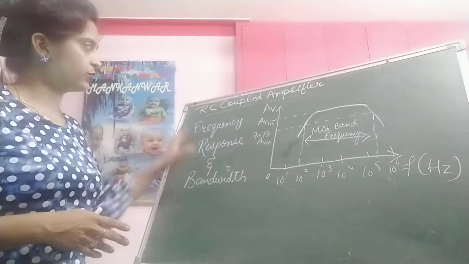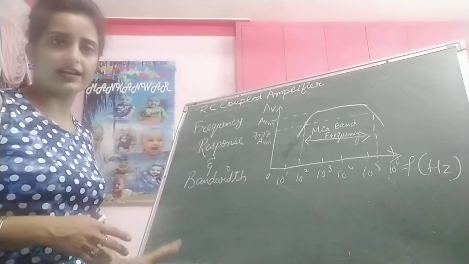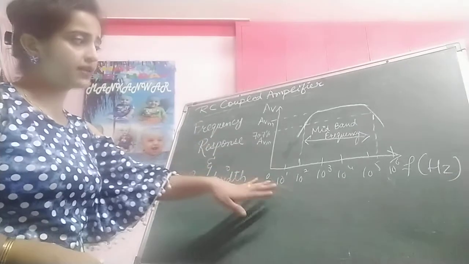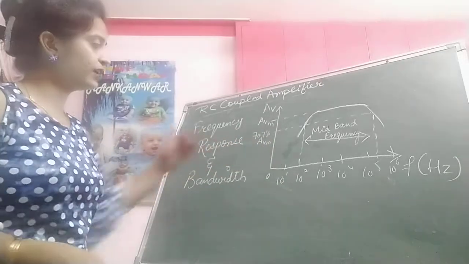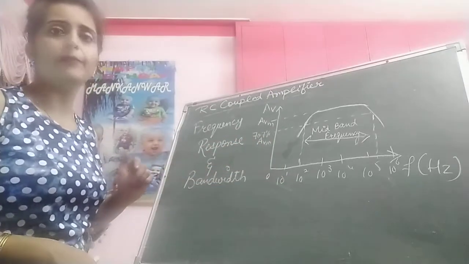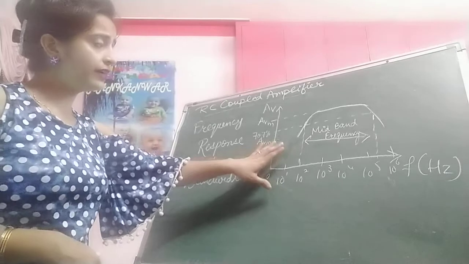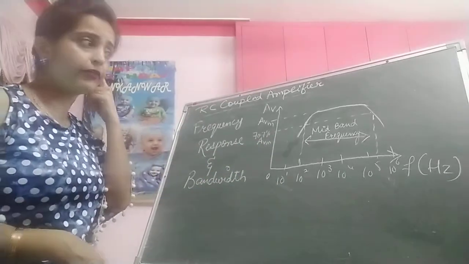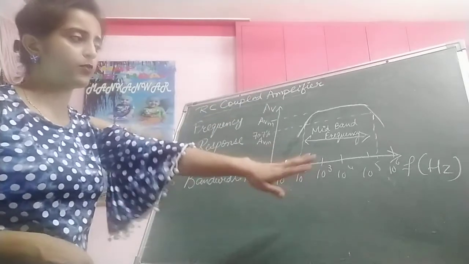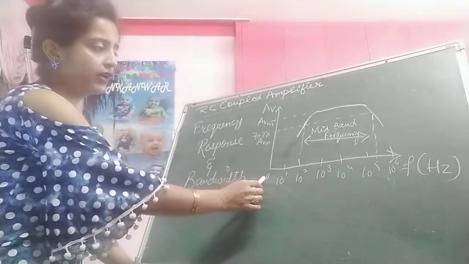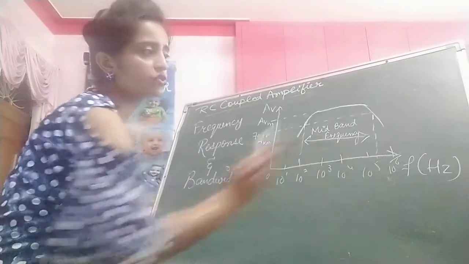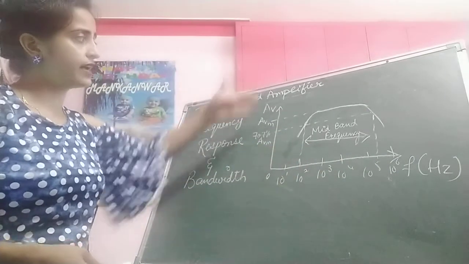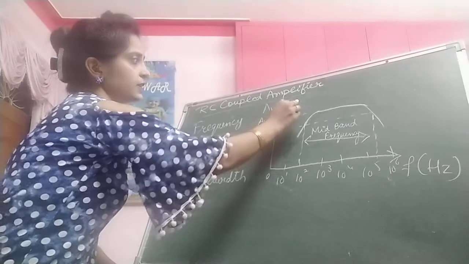In this lecture I will be discussing the frequency response of the RC coupled amplifier. As we have already discussed it in the last lecture, I will still give you a quick review, and then we will focus on the bandwidth point. Here I have drawn the frequency in hertz from 0 up to 10 raised to the power 6, and this side is the gain.